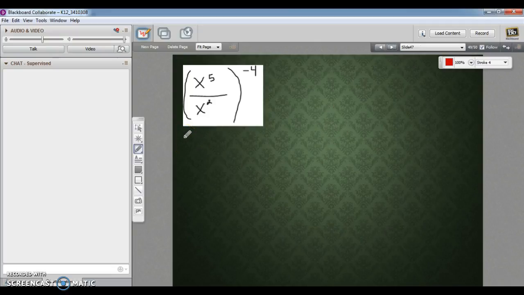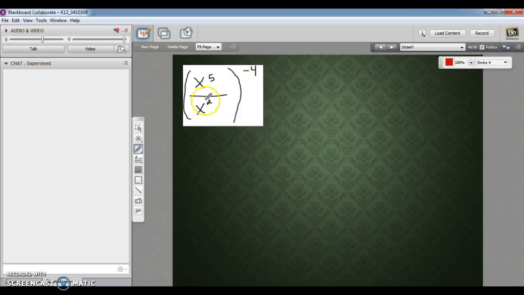Here's one that I was having a hard time getting to format, so I just wrote it out by hand, rather by mouse, on my computer and took a picture of it. So we have the quotient, because we're dividing, the quotient of x to the 5th and x squared raised to the power of -4. So this one's totally different because we're dividing and there's a negative sign.